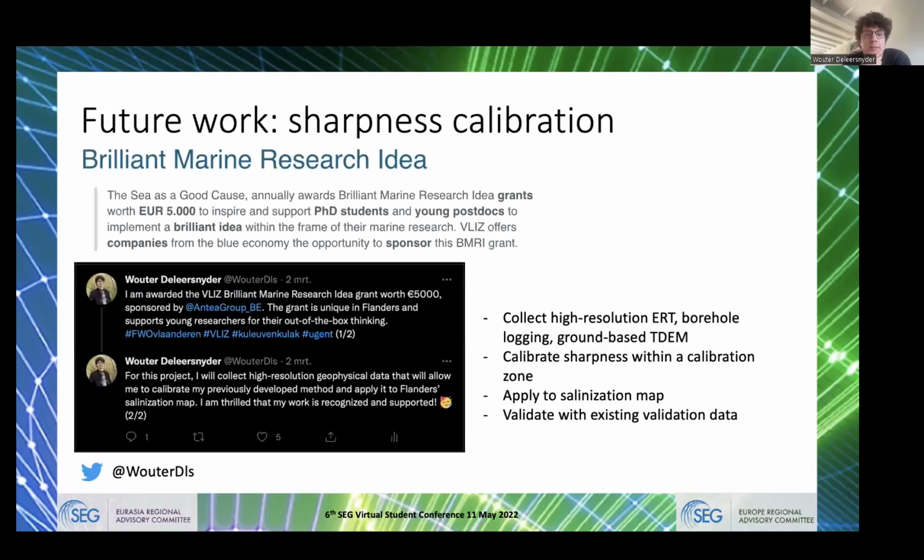And then luckily, I was awarded the Brill Marine Research ID grant, which will allow me to collect additional high-resolution data, high-ERT data, borehole loggings that will allow us to get a lot of information about the sharpness along the vertical orientation, and also ground-based time domain EM data.